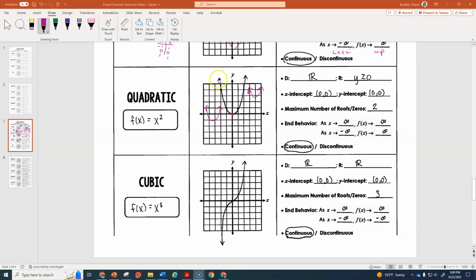So on the left, this part right here says left. This notation right here says up. And because I'm going up on the right, x approaches infinity is how I say right. And f of x approaches infinity is how I say up. Notice that when these two match, we say it has same end behavior. It is continuous because once I put my pencil down, I can trace the entire graph without having to pick up my pencil. The cubic function is f of x equals x cubed.